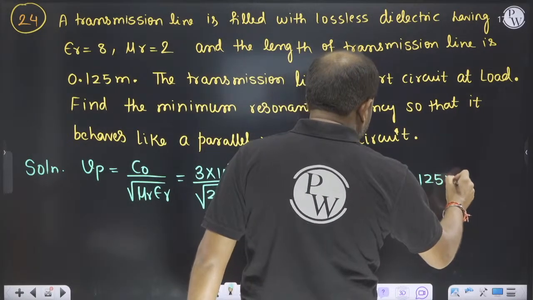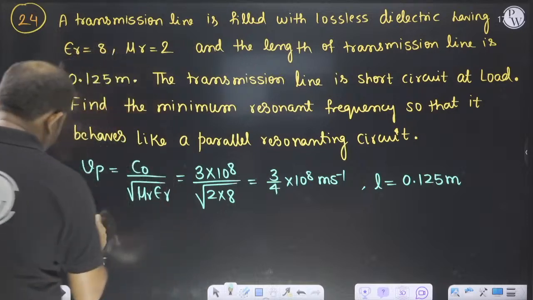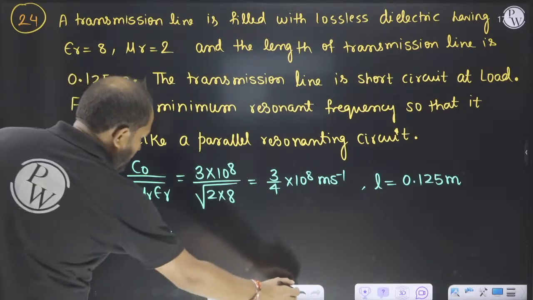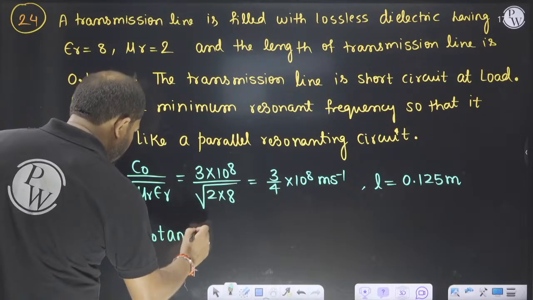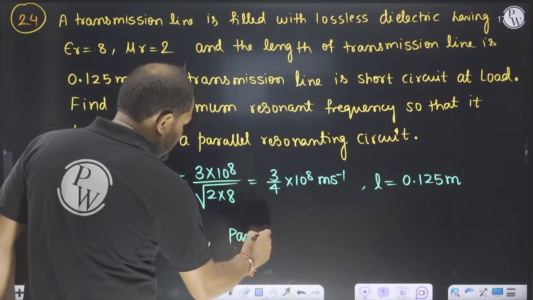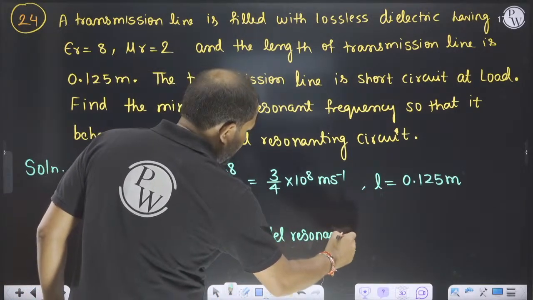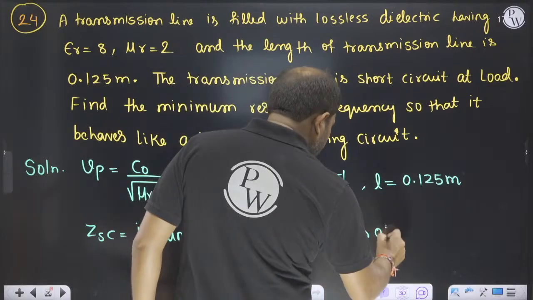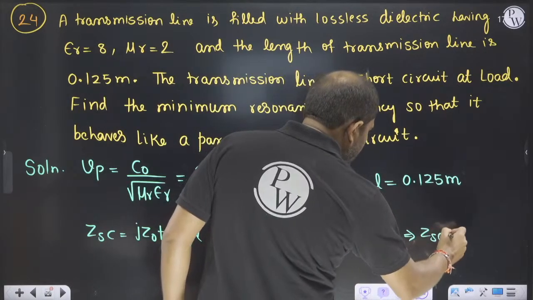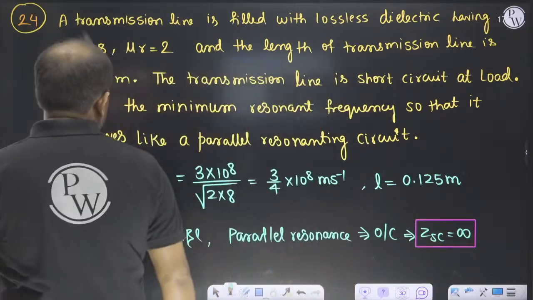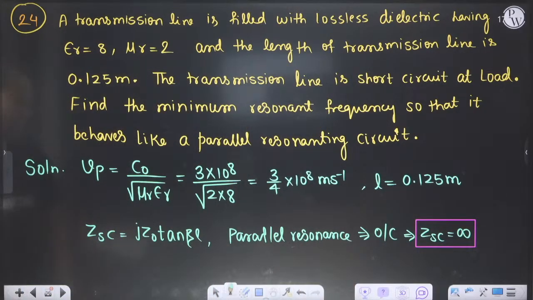0.125 meter. Short circuit is given. Yes sir. Short circuit impedance is equal to JZ naught tan beta L. And parallel resonance is given. Parallel resonance means open circuit, and that means ZSC should be equal to infinite. So this is the first condition. So I will put ZSC is equal to infinite.